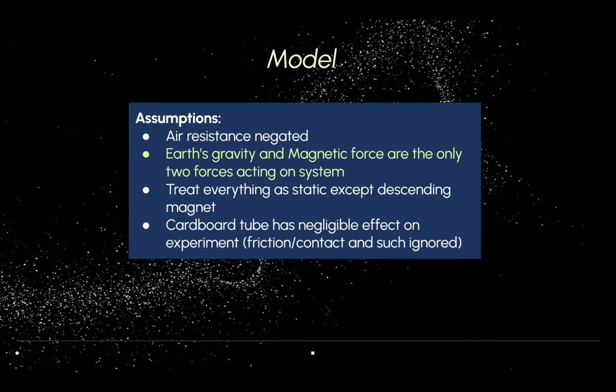First off, I'd like to note that there were some assumptions made in the GlowScript model. There was no air resistance. There are only 2 forces acting on the system: Earth's gravity and the magnetic force generated by the magnet falling through the tube. Also very important to note that everything is treated as static except for the descending magnet. This reduces everything basically to just the magnet falling through the tube. And finally, the cardboard tube has negligible effect on the actual experiment, so that's not considered anywhere.